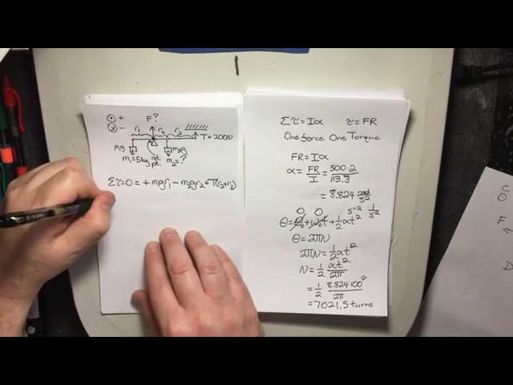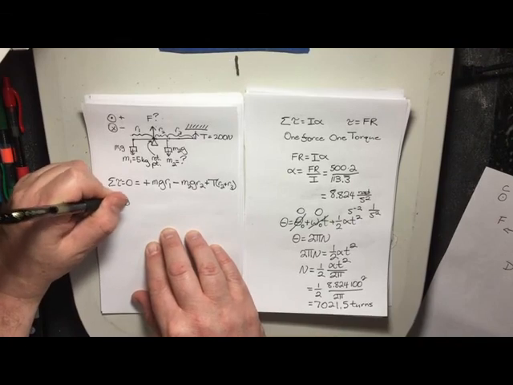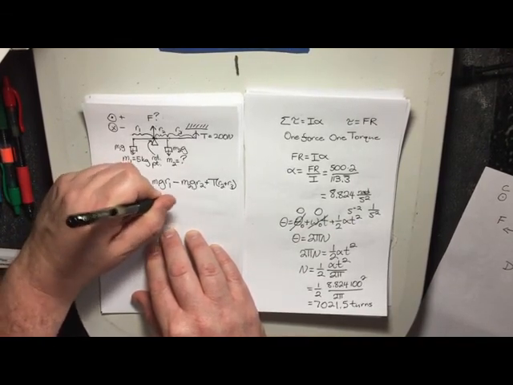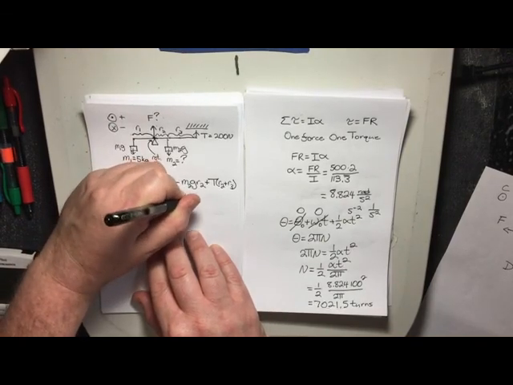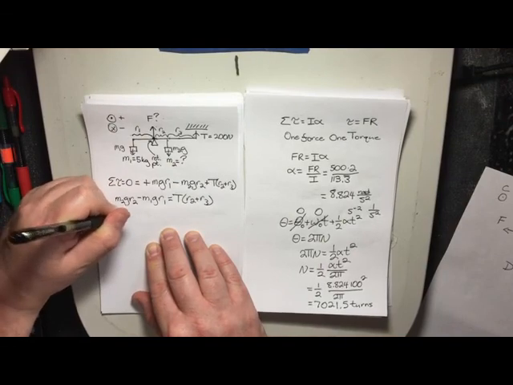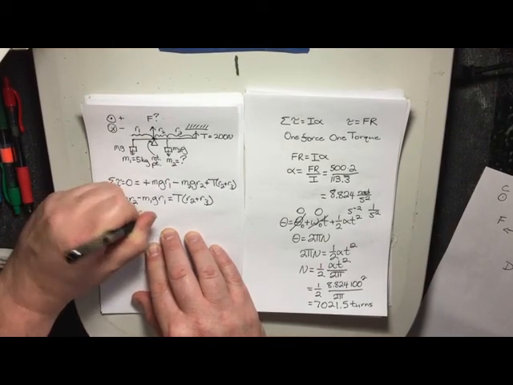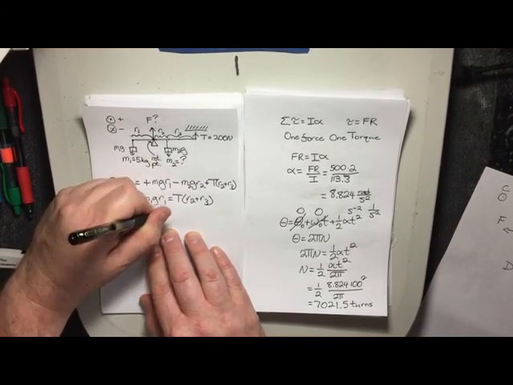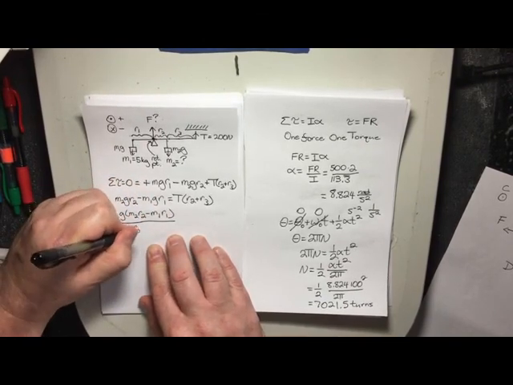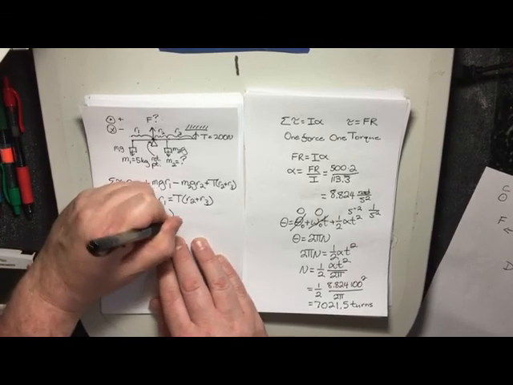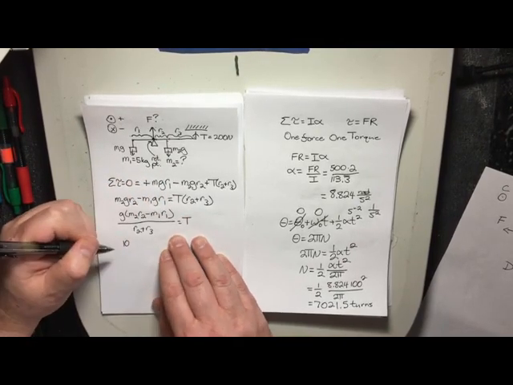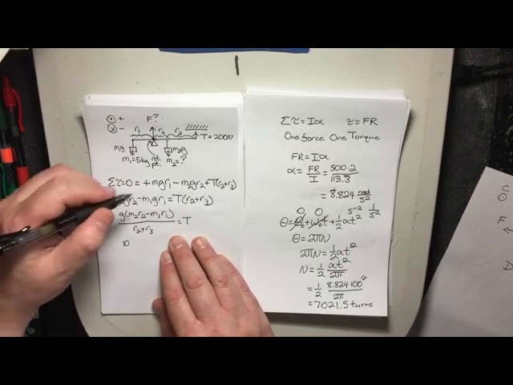We're looking for T. M2GR2 minus M1GR1 equals TR2 plus R3. So T equals G times M2R2 minus M1R1, divided by R2 plus R3. Oh yes, what am I looking for? I'm looking for M2, hold on.